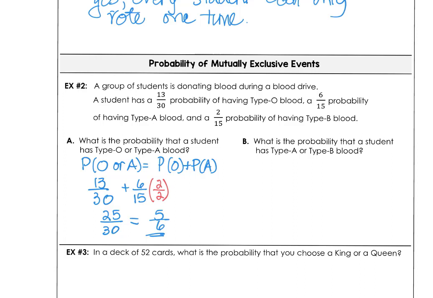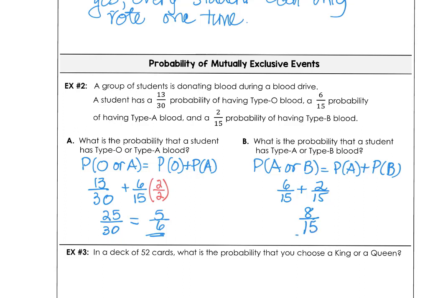In part B, what is the probability that a student has type A or type B blood? So the probability of A or B would be the probability of A plus the probability of B. So the probability of A was 6 out of 15, and the probability of B was 2 out of 15. So that gives us an overall probability of A or B as an 8 in 15 chance.